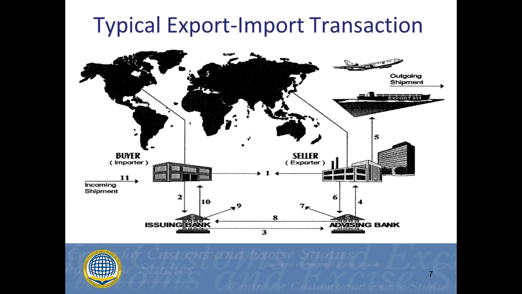So that's step 1. In step 2, the buyer goes to his local bank and applies for a letter of credit in favor of the seller. In step 3, the issuing bank then requests another bank, usually a correspondent bank in the seller's country, to advise and usually confirm the credit. In step 4, the advising bank, usually in the seller's country, forwards the letter of credit to the seller, informing them about the terms and conditions of the credit.